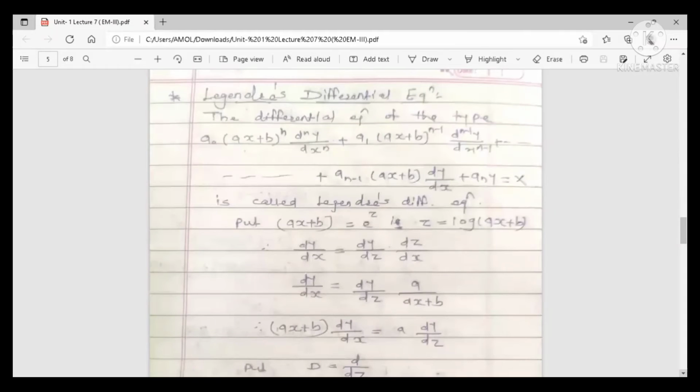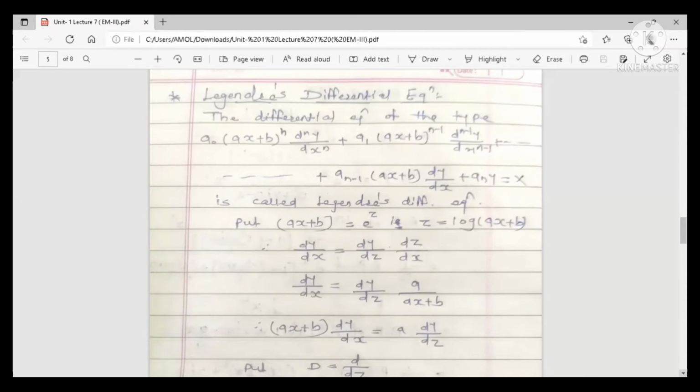The next equation which is reducible to LDE is Legendre's differential equation. We can reduce this equation to LDE. Now, how to reduce this Legendre's equation to LDE? First, see what that Legendre's equation is.